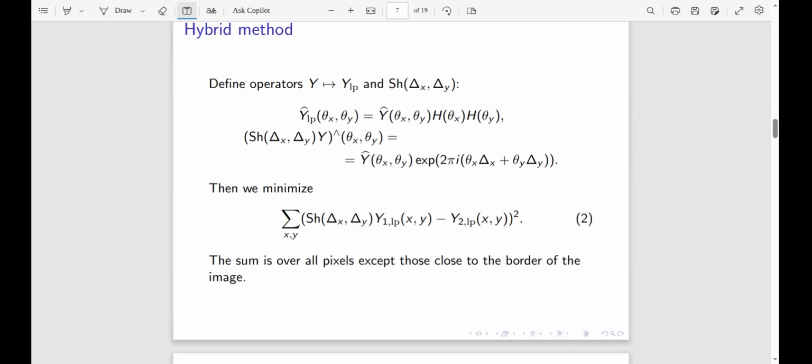And the second operator is a shifting operator, which we also perform in the frequency domain, and then we minimize the difference between images which are smoothed.